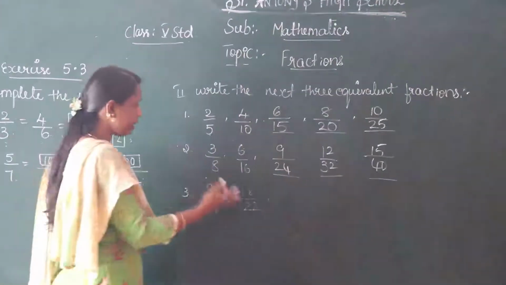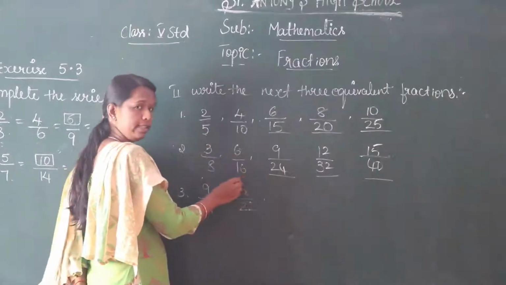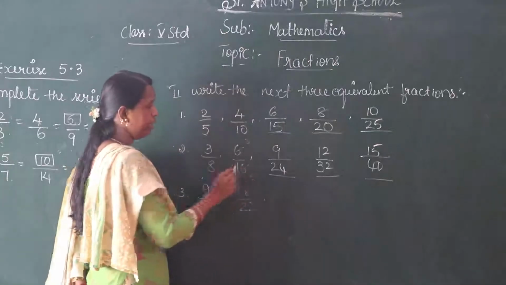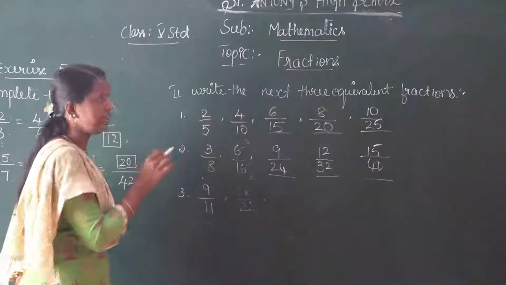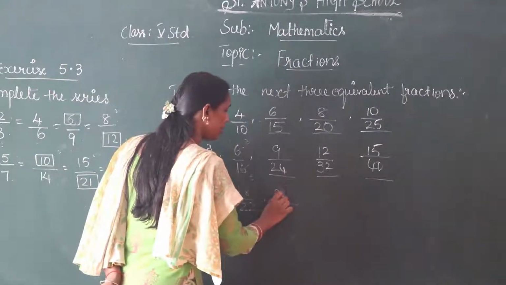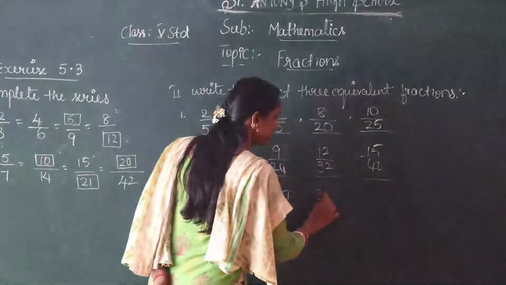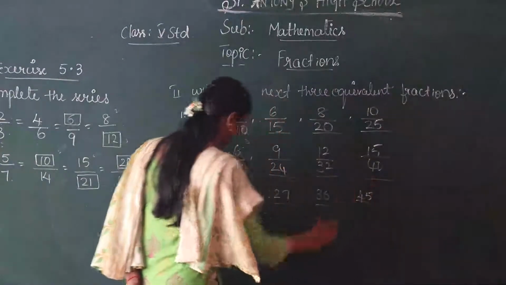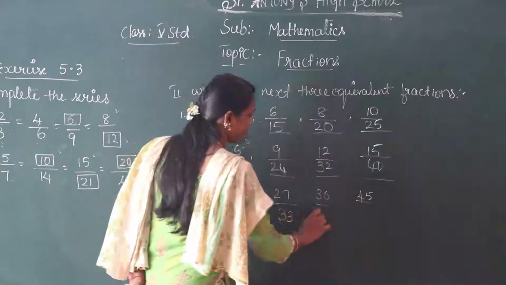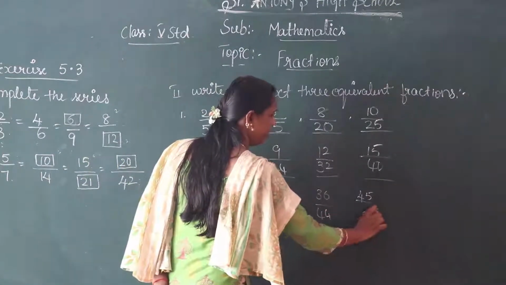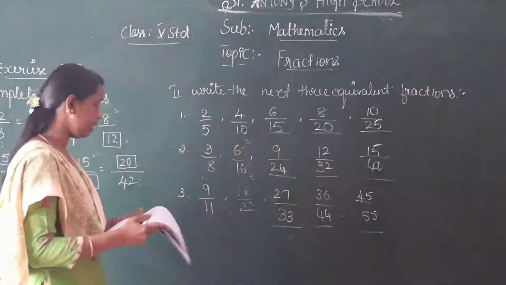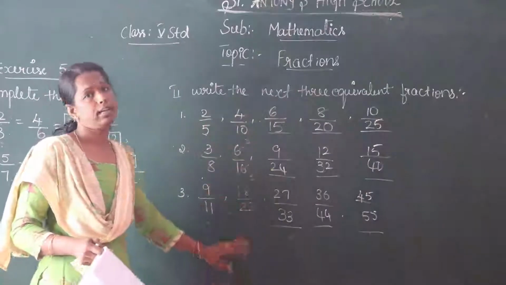When we divide, the next fraction here is 3 by 16. So 2 3's are 6, 2 8's are 16. You get 3 by 8. So these are equivalent fractions. Next 9, 9 3's are how much? 27, 9 4's are 36, 9 5's are 45. And then the denominators 11, 22, 33, 44 and then 55. So these are the incomplete equivalent fractions, and here these are the equivalent fractions.